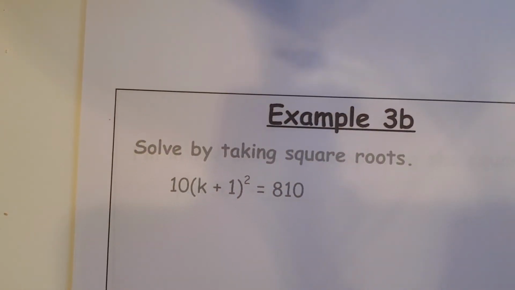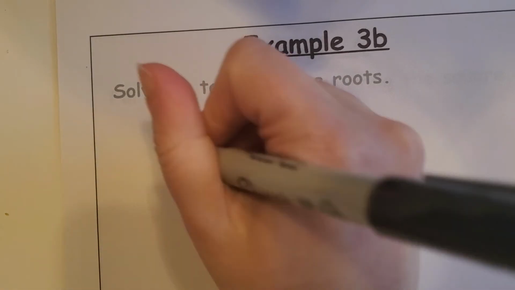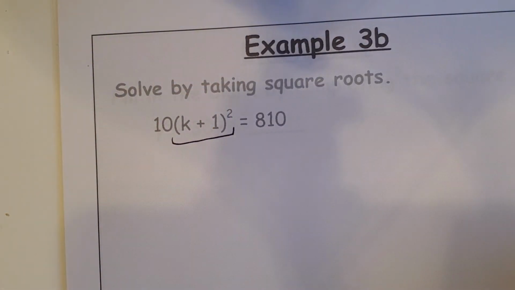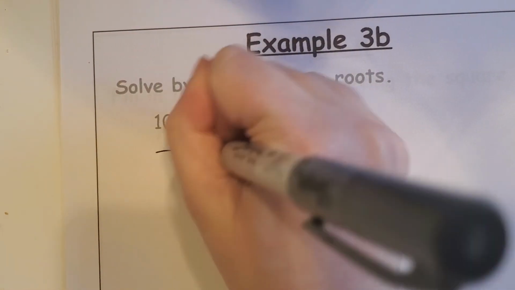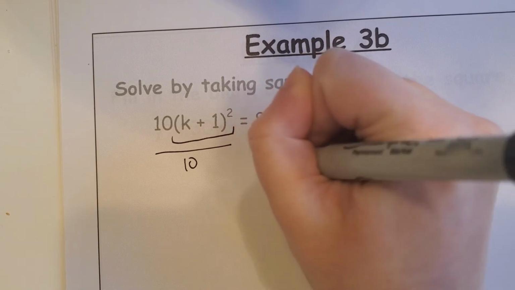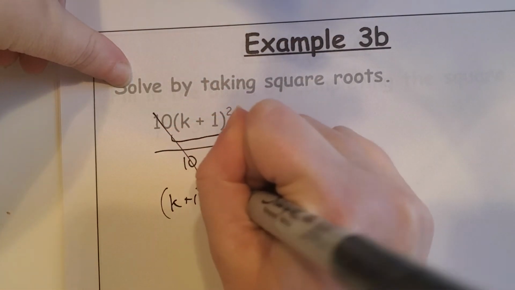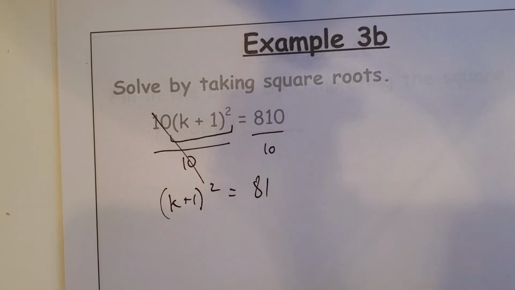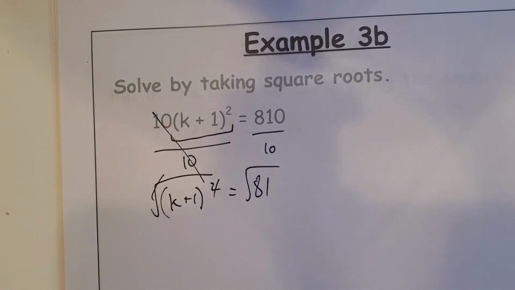All right. Now our squared term is the entire set of parentheses, because this entire set of parentheses is the thing that's being squared. So again, we're going to divide by 10. And this is 81. Square root, that is a perfect square this time.